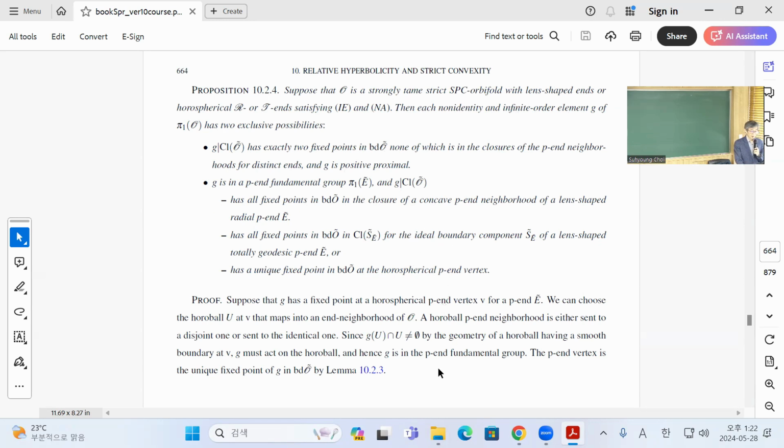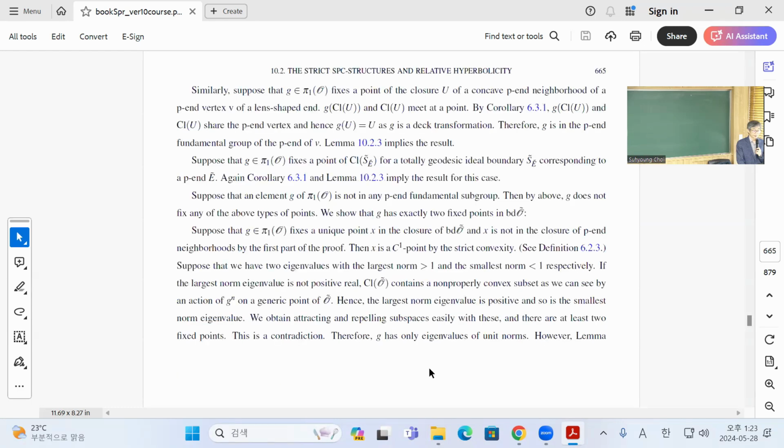Okay. So again, if you have any fixed point in the horospherical P-end vertex, then you need to show that it is actually in the fundamental group of this P-end, because you have some invariance property. So if you have something intersecting, then they have to be in the group. And for the concave P-end neighborhood, they again have some invariance property, so you can also show that it's true. And then for totally geodesic, you can do similar things.